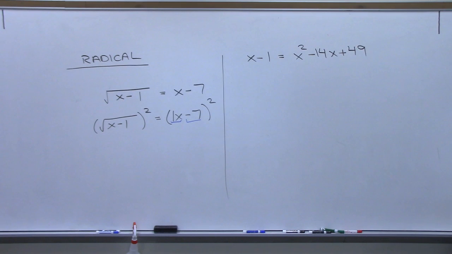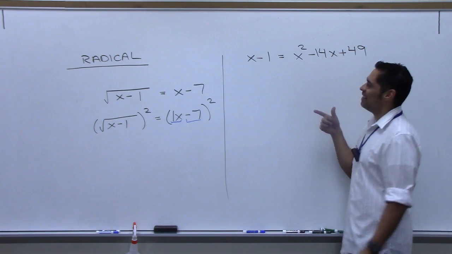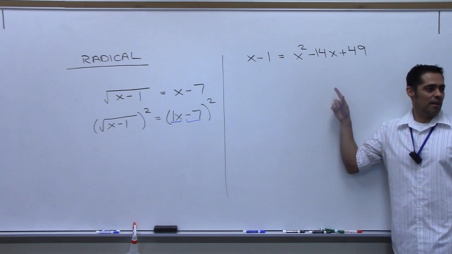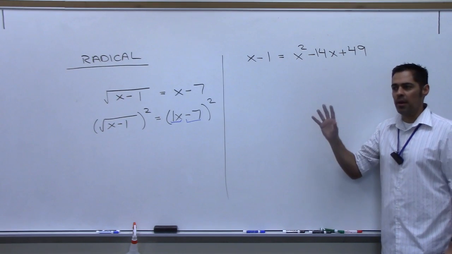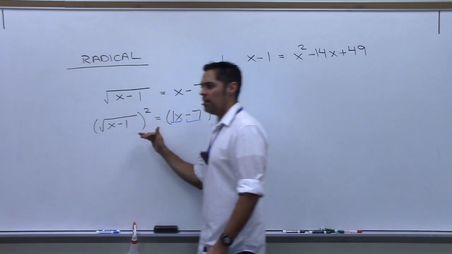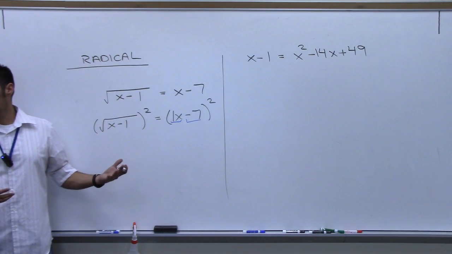Now you can set it equal to 0. Why? Because that's what we're supposed to do when we solve a quadratic. It's a quadratic equation now, right? And that's the point. The radical equation has now been converted to a quadratic equation, which we can solve.